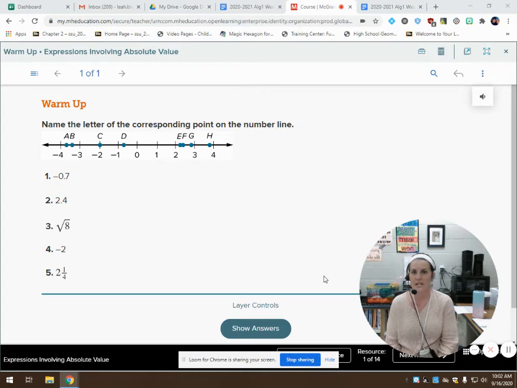Welcome back to another edition of Algebra 1. Today we're looking at Lesson 1-5, which has to do with expressions involving absolute values.